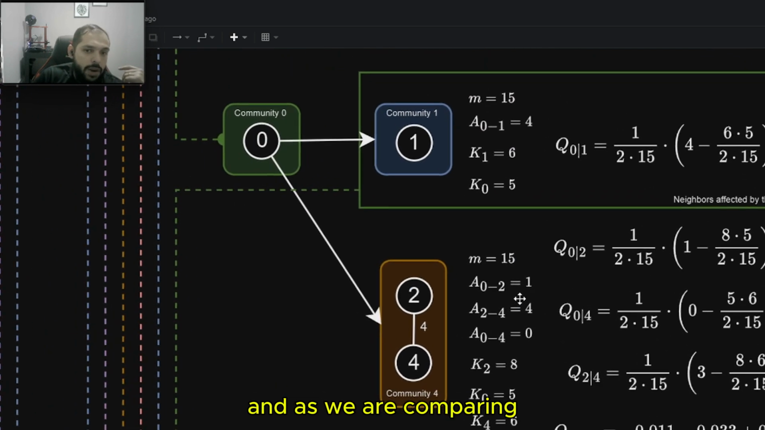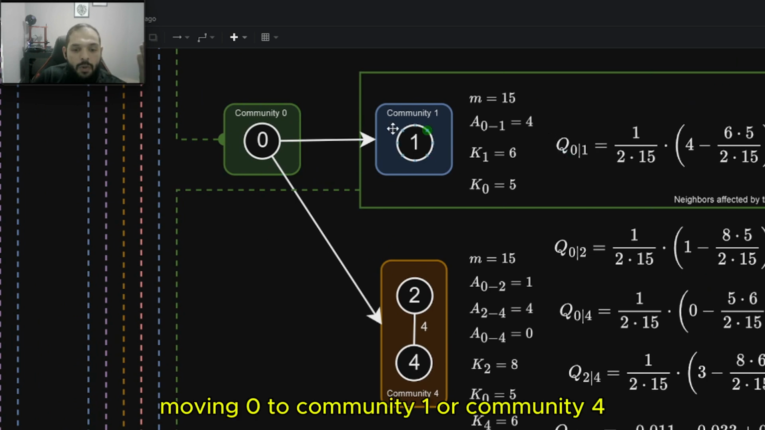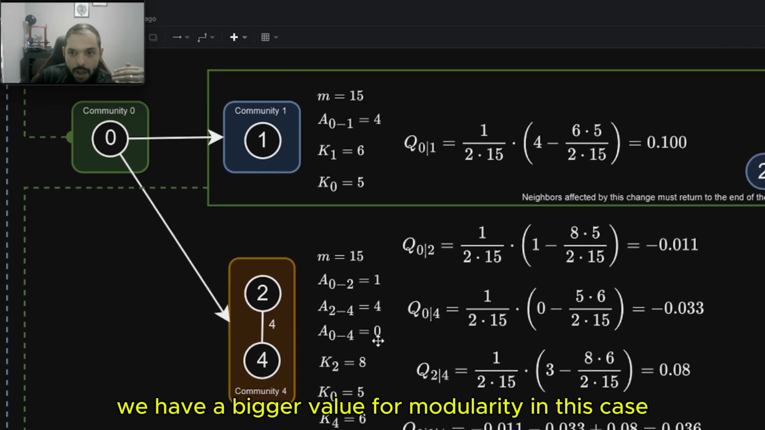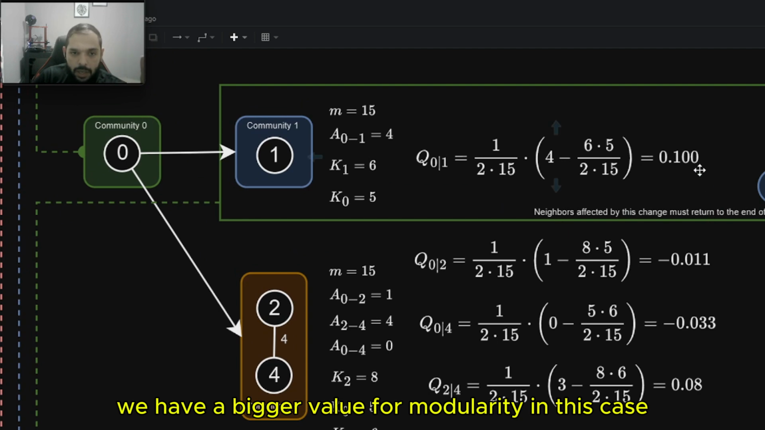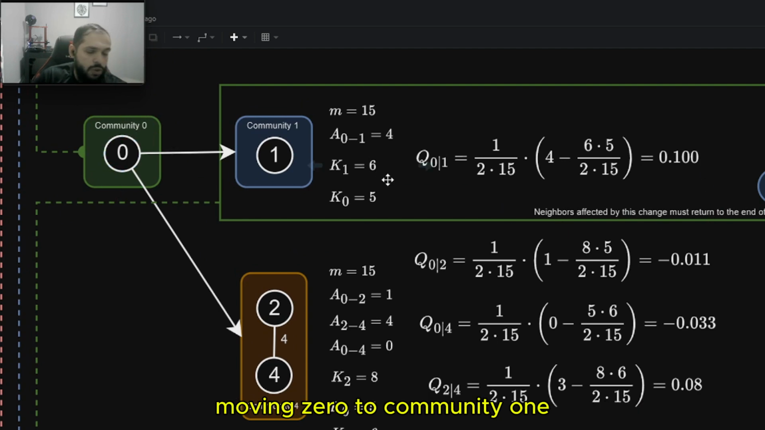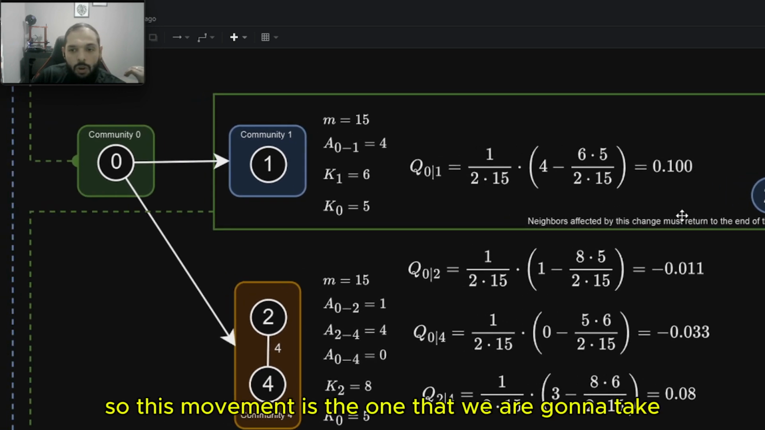And as we are comparing moving 0 to community 1 or community 4, we have a bigger value for modularity. In this case, moving 0 to community 1 gives 0.1. So this movement is the one that we are going to take.